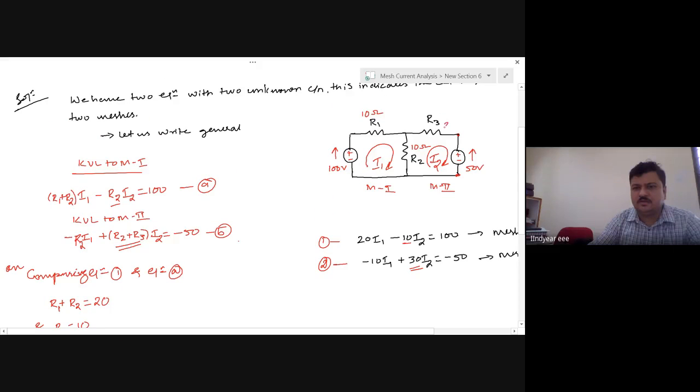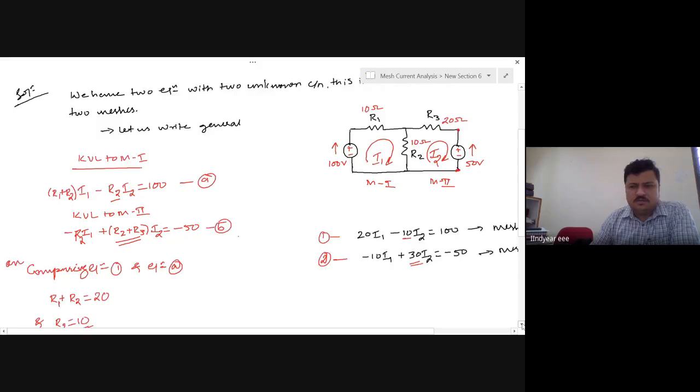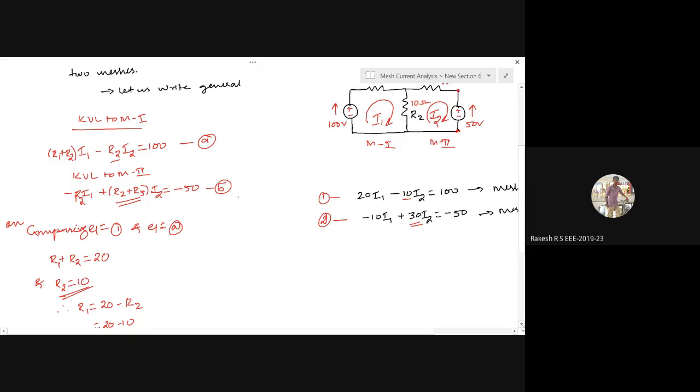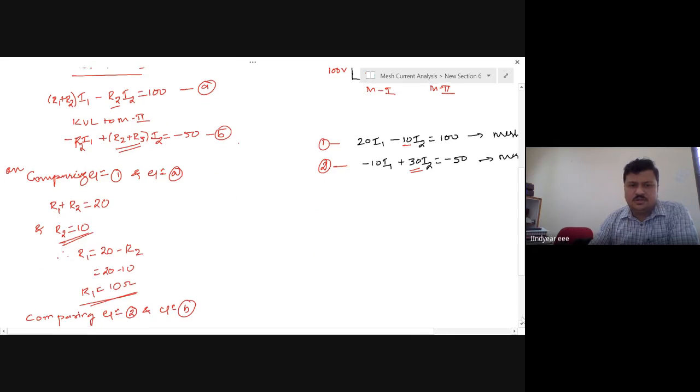So now did we get all the circuit elements? 100 volts, 10 ohm, 10 ohm, 20 ohm, 50 volts. So this is how we have to go ahead with the solution when I know the equations and I want to get the circuit and the circuit elements. Any doubts in this? No, sir.